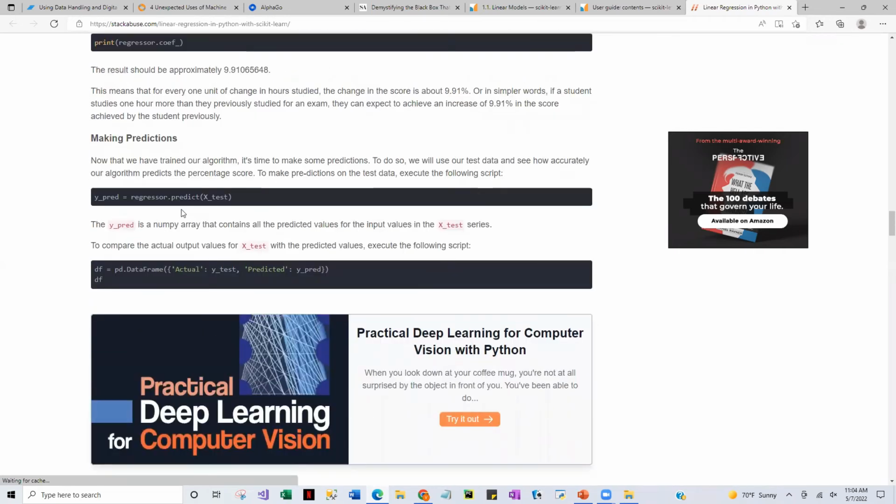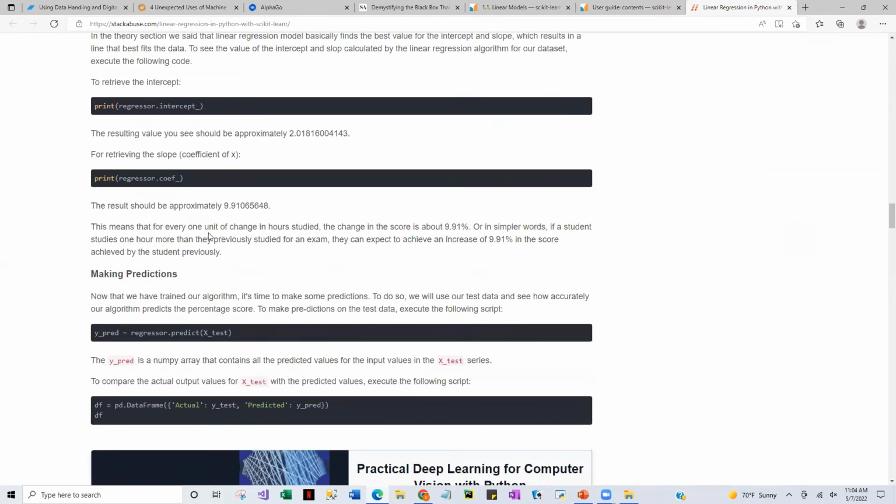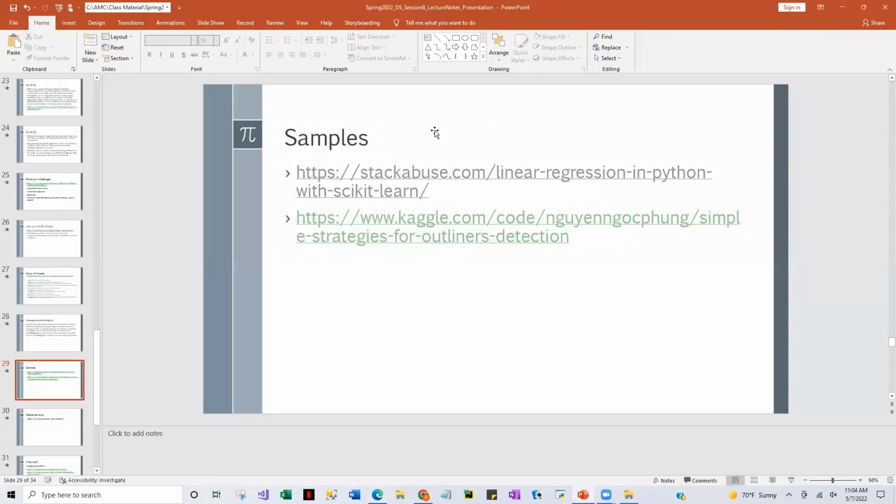I'm not going to go over the code today. I just want to show you the code. So this is the page. The code is there, so you can use this.